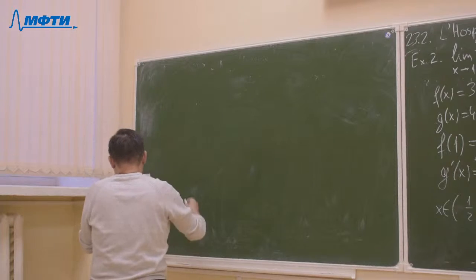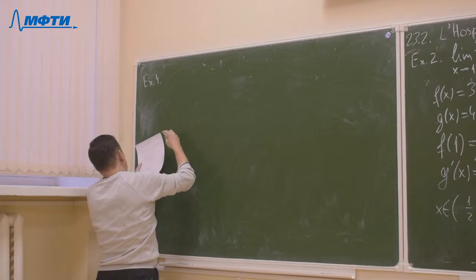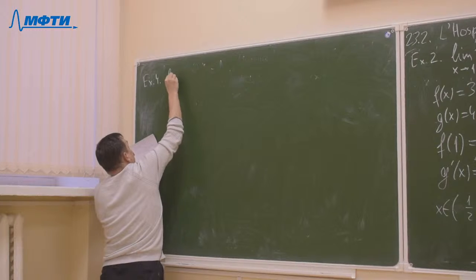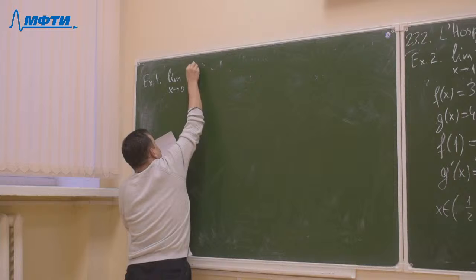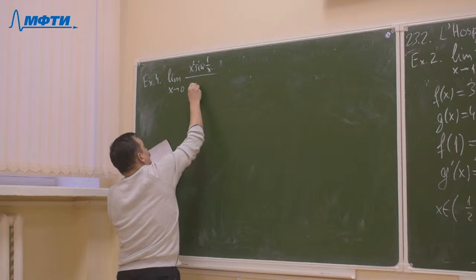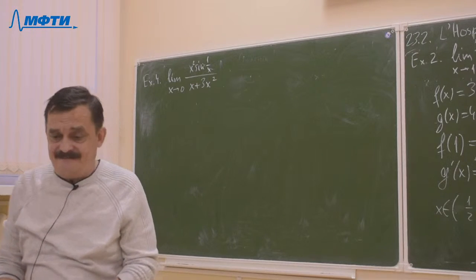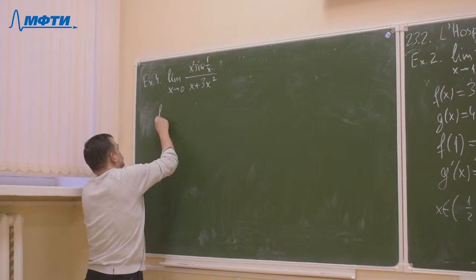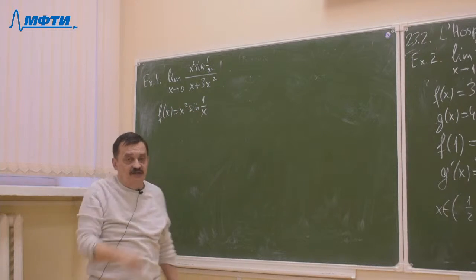Example 4. So here the question is about the limit as x tends to 0 of x squared sine 1 over x, over x plus 3x squared. Here the function f of x equals x squared sine 1 over x is not defined at 0.